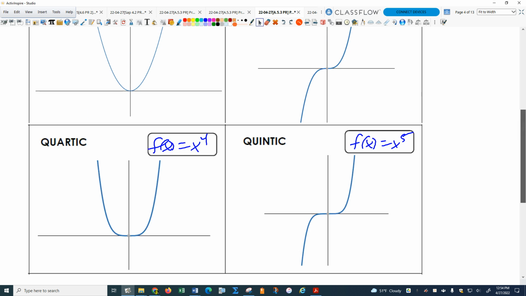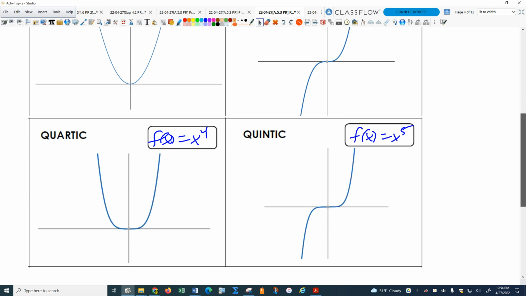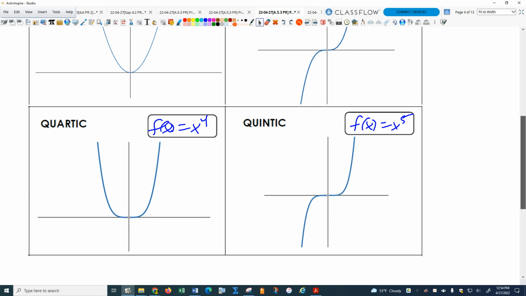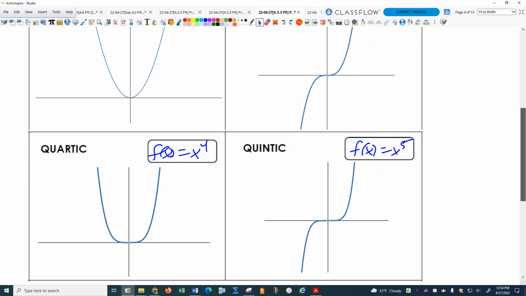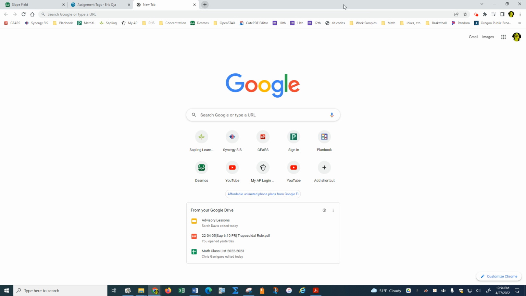What about a quintic function? That's x to the 5th. Well, again, it looks an awful lot like x cubed, only it's just a little bit more squared off. It's steeper and it's more squared off, but it otherwise looks the same. If I go into Desmos and I just make a whole bunch of these, you're going to see a pretty obvious pattern. Yeah, and you probably already see the pattern.